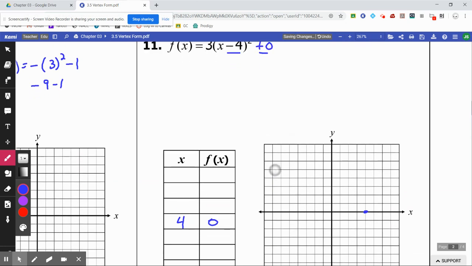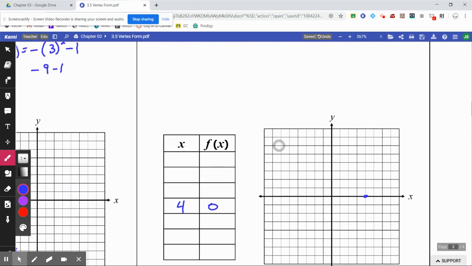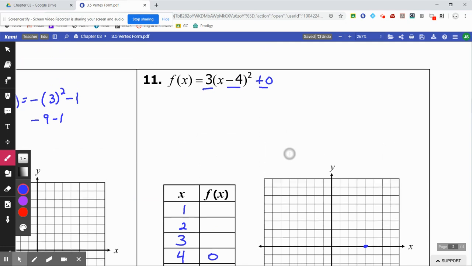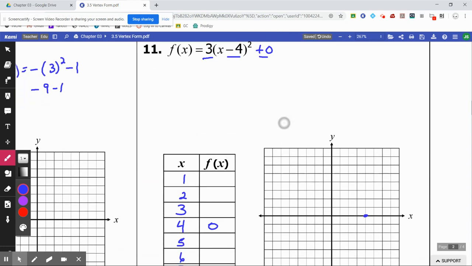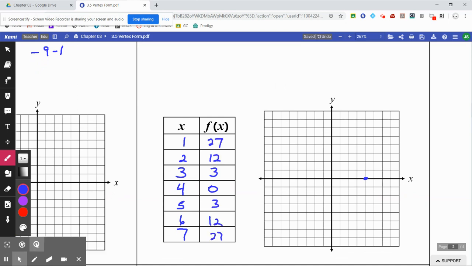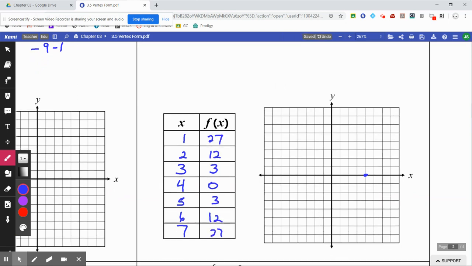Plug some values in on each side. Now this is a +3, so it should be an upward shaped parabola. So we can plug in 3, 2, and 1 on one side, 5, 6, and 7 on the other side. 5, 6, and 7 is going to be a little bit easier to plug in. So let's do that, and here's what you're going to get. Okay, now let's actually plot our points. You got 3, 3, mirror image, should be another one on this side. You got 6, 12, and I don't think any of the rest of them are going to fit, so your parabola is going to look something like that.